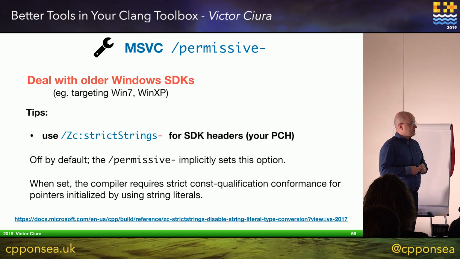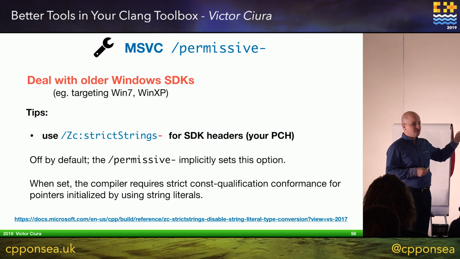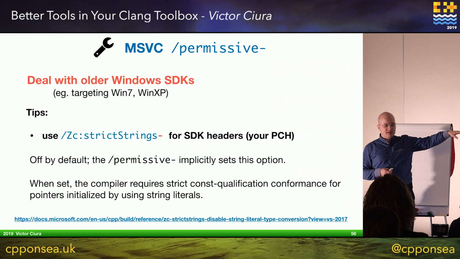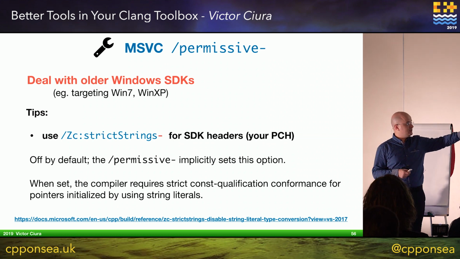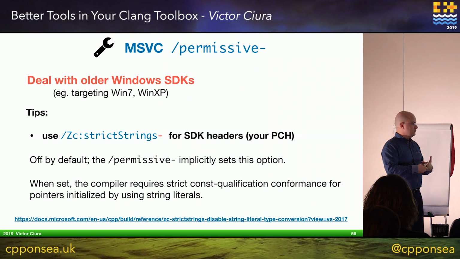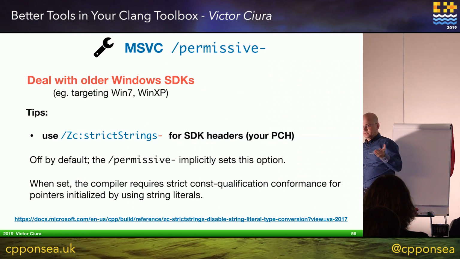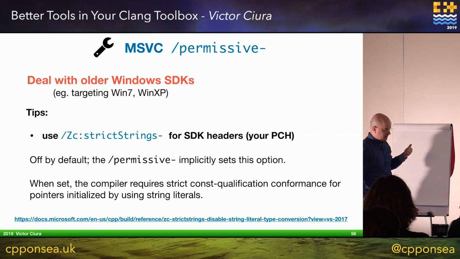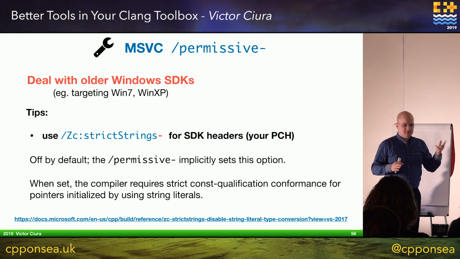Strict strings is a machinery that is off by default in the MSVC compiler, but if you switch on the new compiler, or if you're using a newer project that has permissive minus, permissive minus implicitly sets the strict strings policy, and that basically checks that you have proper const qualification for string literals conversion to pointers to characters. So this was a very frequent offender and a source of situations where you're basically in an undefined scenario.